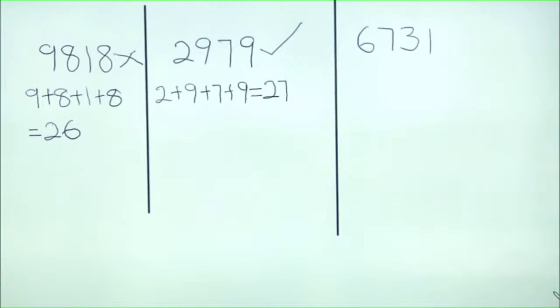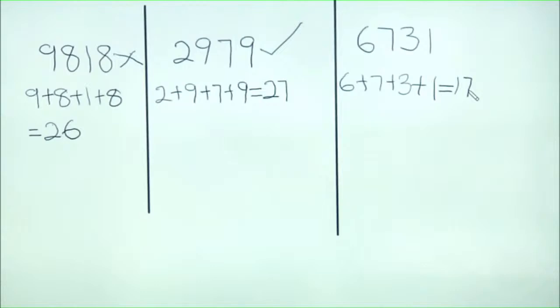Alright, your time is up. Let's do it together and see. We have to add all the digits. 6 plus 7 plus 3 plus 1. So here we can add 7 and then 3. 7 plus 3 is 10. 10 plus 6 is 16. 16 plus 1 is 17.